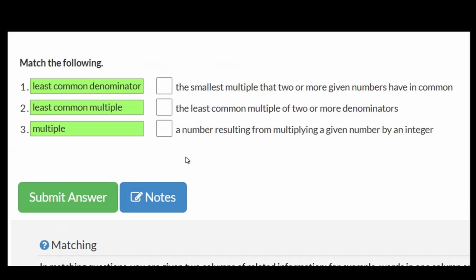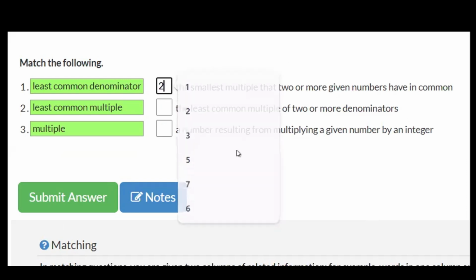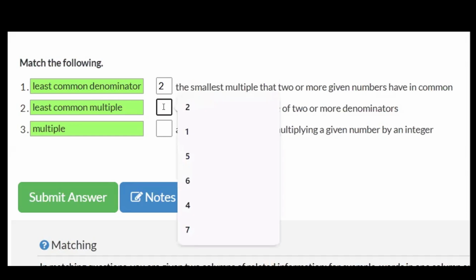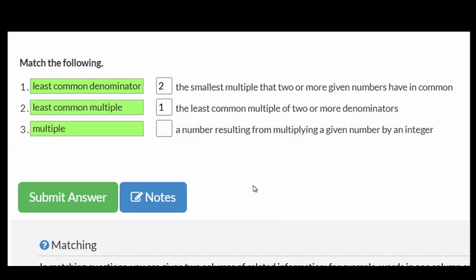Okay. The multiple of two given numbers they have in common, is it a least common denominator? No, that's the least common multiple. Which one? The first one, the smallest multiple. Yeah, least common multiple. Okay. And the multiple between denominators, that's the least common denominator. The middle one. Yes. And the last one is the third multiple.